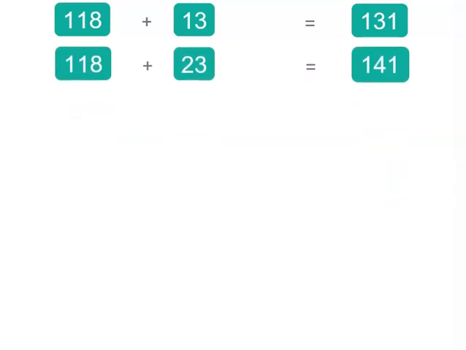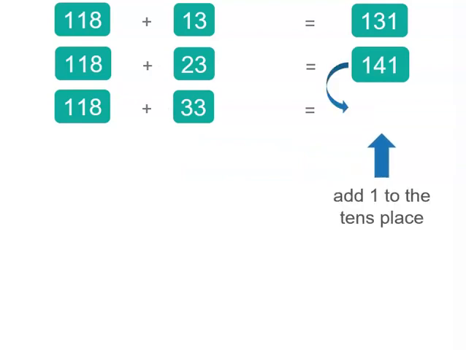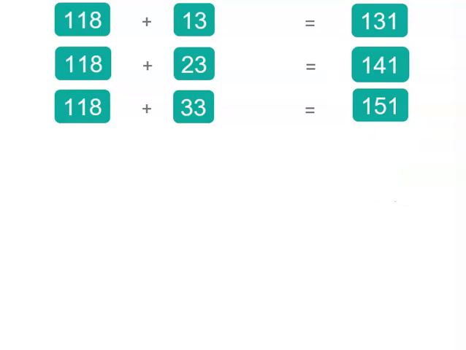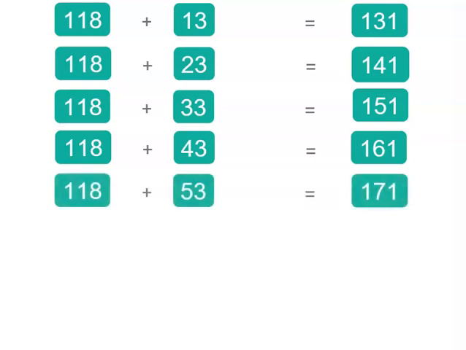And now we can just trust that pattern and say, oh, okay, 118 hasn't changed, plus 23, now we've got 33, so we've got 1 extra 10. So our answer is also going to have 1 extra 10. And that means 151. And we don't need to check the other part now because we can see why it's doing that. So you could keep going. 161. We're adding on an extra 10 each time, so our answer is getting bigger by 10.